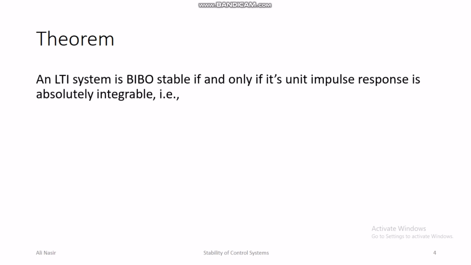So for an LTI system, an LTI system is BIBO stable if and only if its unit impulse response is absolutely integrable. Absolutely integrable means that if you integrate the absolute value of unit impulse response from 0 to infinity, then the result should be finite. That is what it means for unit impulse response to be absolutely integrable.